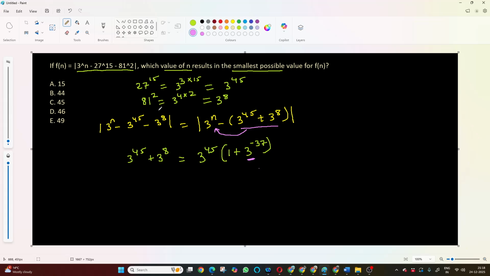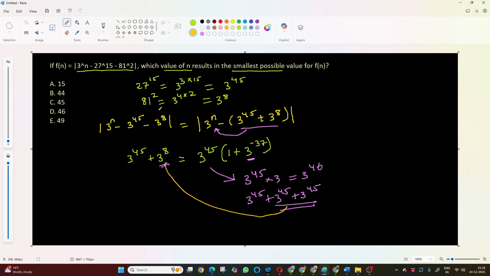And obviously, it is very far from 3 to the power 46, because if we had to move from 3 to the power 45 to 3 to the power 46, we would have to multiply 3 to the power 45 by 3. This basically means you are adding 3 to the power 45 three times, which is much, much greater than 3 to the power 8. If you compare these two expressions, obviously 3 to the power 8 is much smaller in value. So 3 to the power 46 is much bigger than this entire expression.